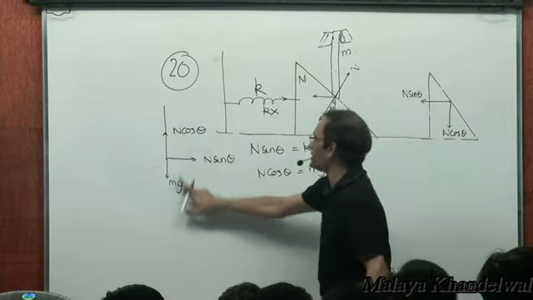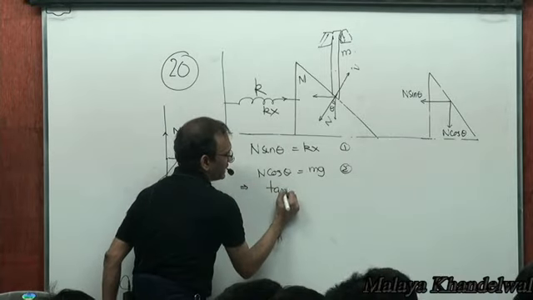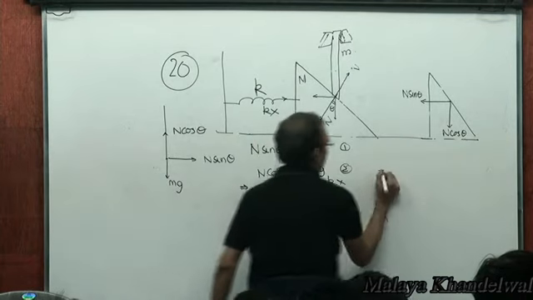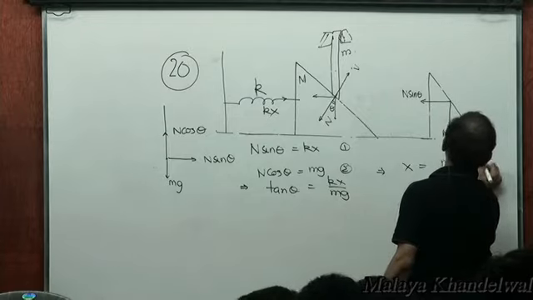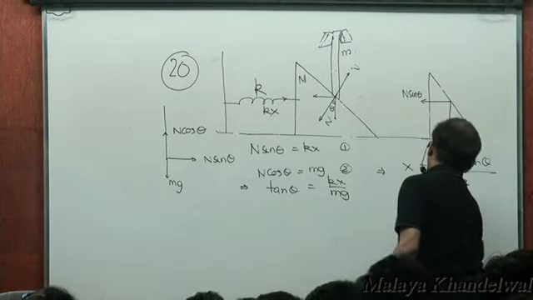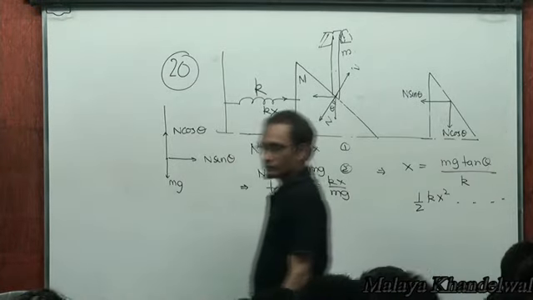So N cos theta takes care of the weight, and then as simple as dividing, tan theta is kx by mg, or x then becomes mg tan theta by k, which would mean the potential energy stored in the spring is going to be half k x squared, right?